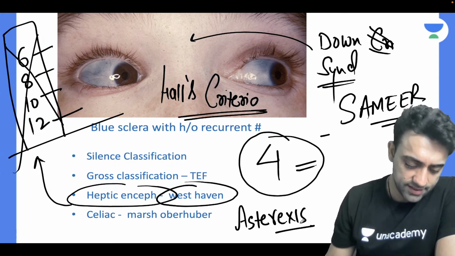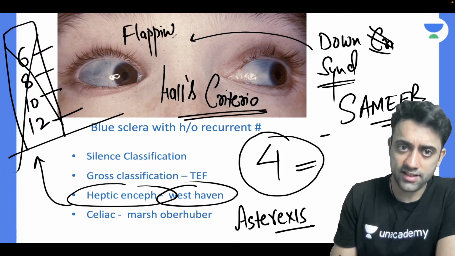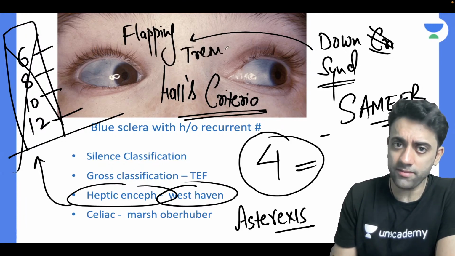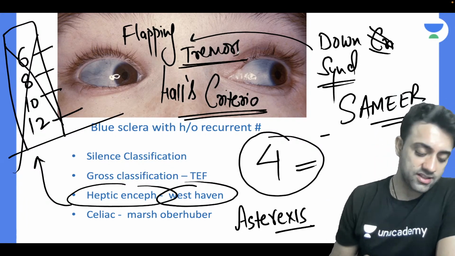Asterixis. What is asterixis? Nothing but flapping tremors. Do you remember that? Yes or no? Have we done this before, or are we doing it for the first time? We have done hepatic encephalopathy classification very beautifully. Arpita has the better answer.